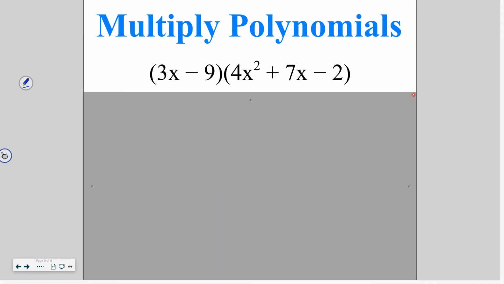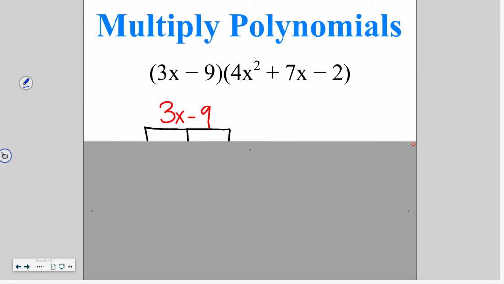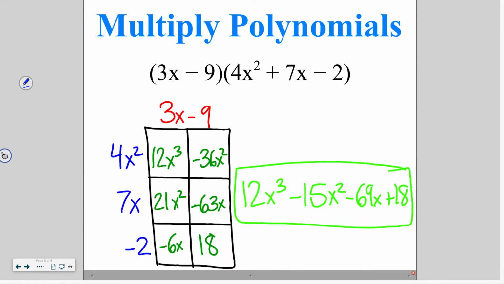Go ahead and try this one on your own. So we lined up our binomial from the first part and our trinomial from the second expression, multiplied each of those to get our final answer of 12x cubed minus 15x squared minus 69x plus 18.